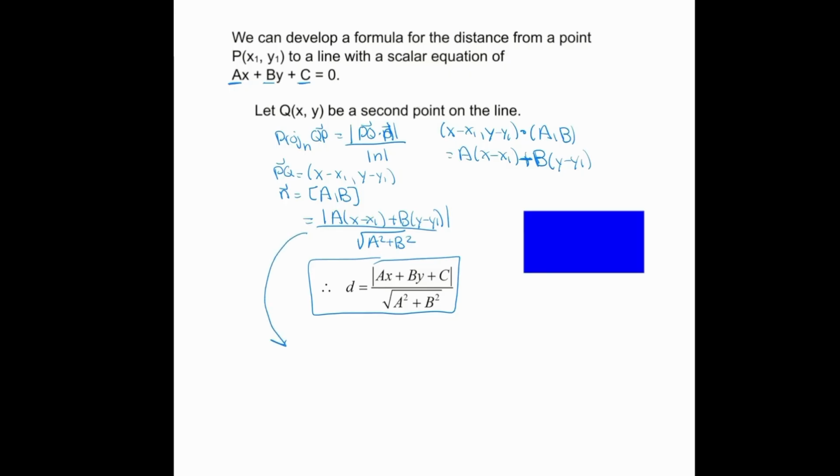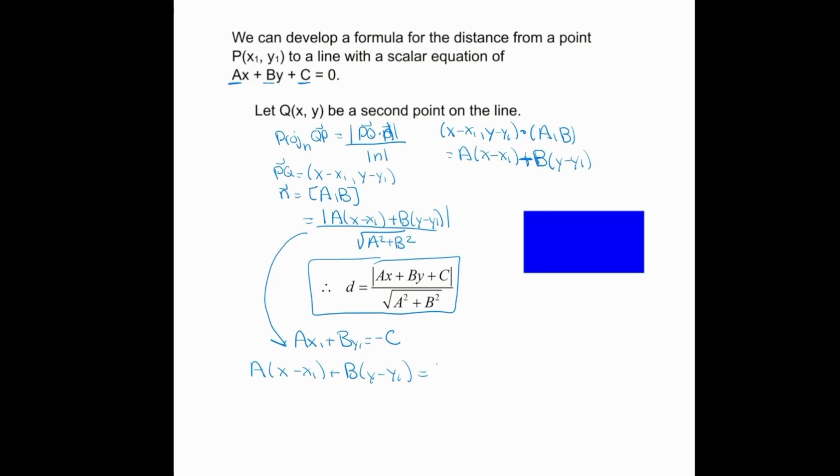So since the point Q(x, y) is on the line ax + by + c = 0, we can think of this as being ax + by = -c. And if I say I have a(x - x1) + b(y - y1), well, if that's equal to negative c, we kind of already know what's going on here.